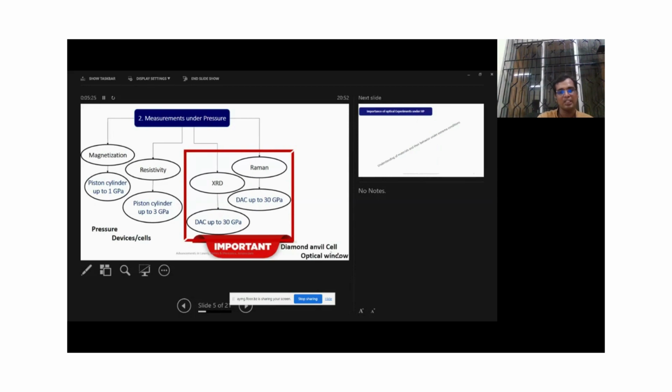That's called a diamond anvil cell. The important point on the diamond anvil cell is the optical window for providing the laser, or reaching the sample with a laser or X-ray or something, or any external parameter to reach the sample.